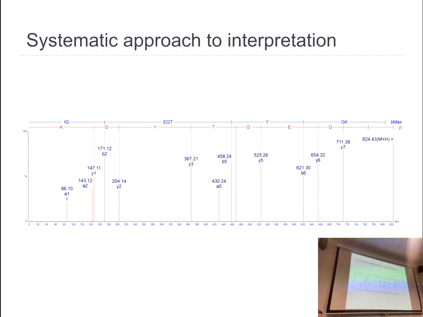Full Y series, and then a missing in the B. But the aim is not to find all the ions. The aim is to find the sequence. And that's it.